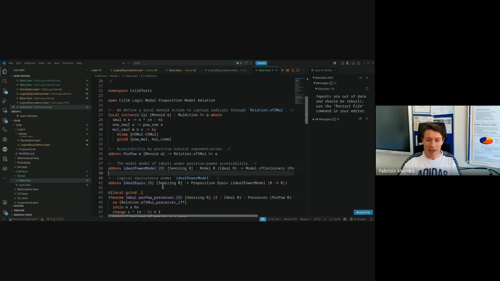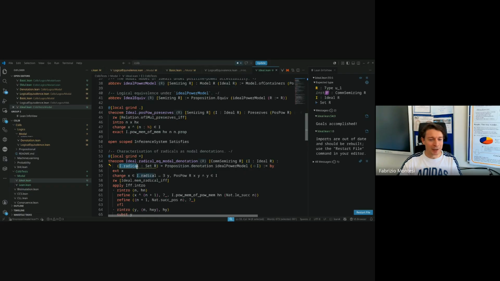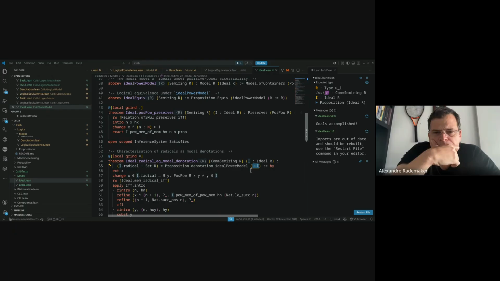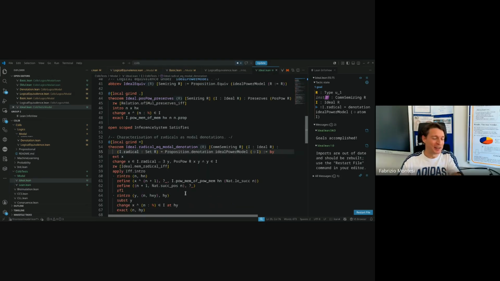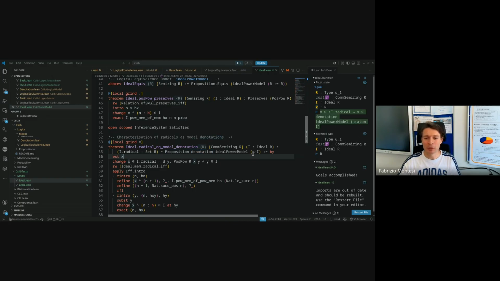And now something surprising is that if you take the radical of an ideal under this relation, the set is equal to the denotational semantics of diamond of the ideal. And the proof is trivial because it's basically by construction of the relation. So I've hammered the definition until I could get something interesting that is equal to the denotation of a formula, right?